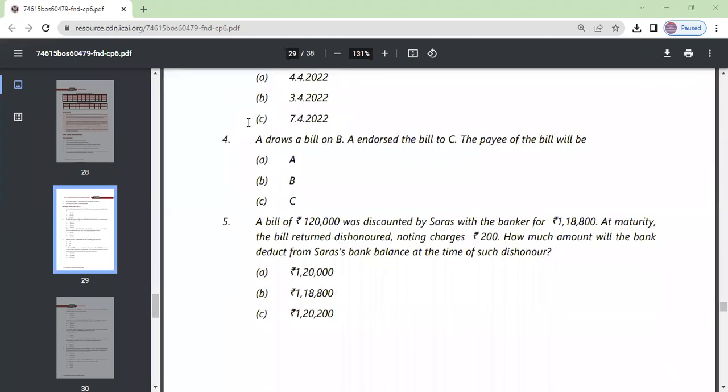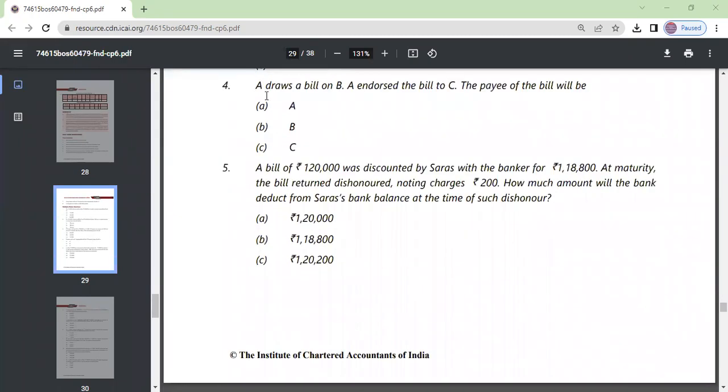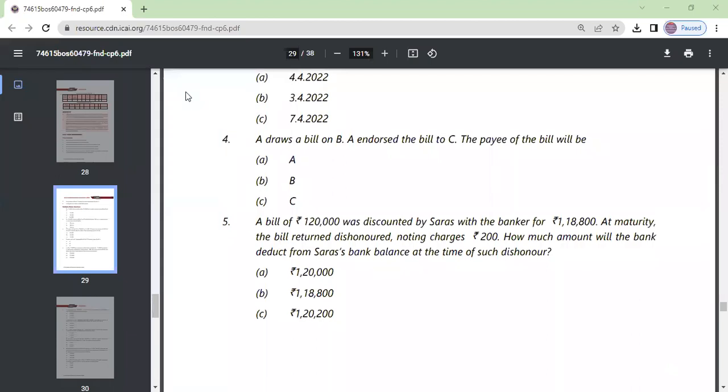Now, coming to fourth question. A draws a bill on B. Okay, A is the drawer, B is the drawee. A endorsed the bill to C. What is endorsed? Transfer to third party. So A transfers to C. C is called endorsee or payee.